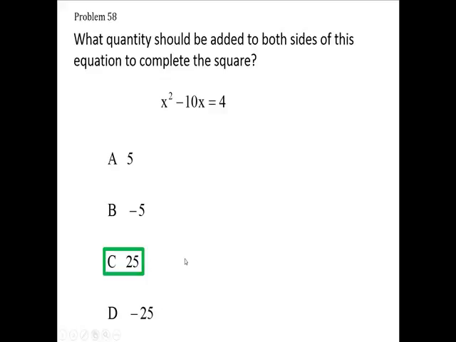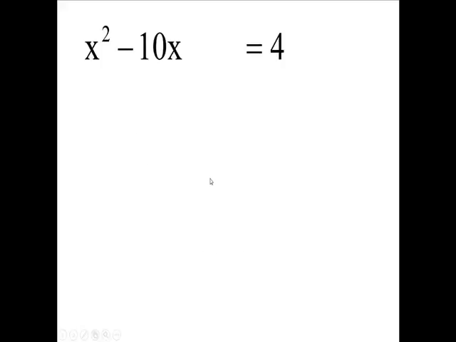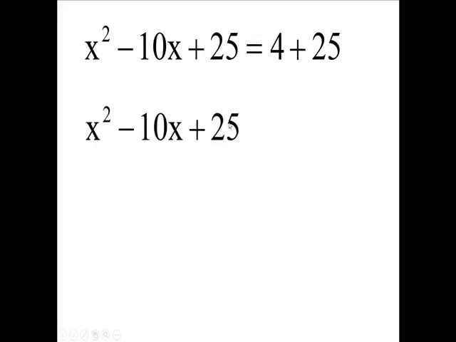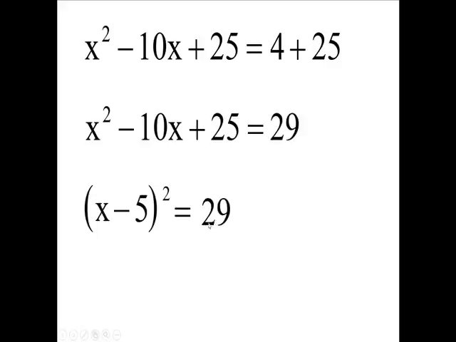Now let's see how we apply this answer. So this answers the question, but what do you do with that? Well, what did we say to add? 25 here and 25 here. So this indeed gives me my x minus 5 here, but this is going to be 29. x minus 5 squared is 29.